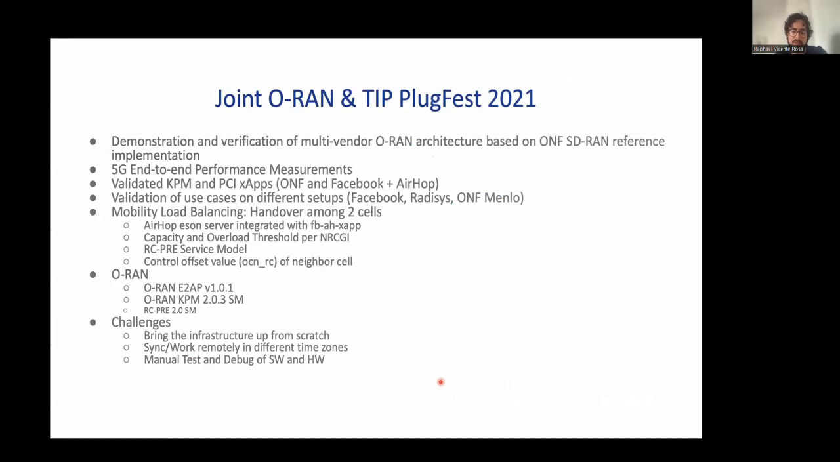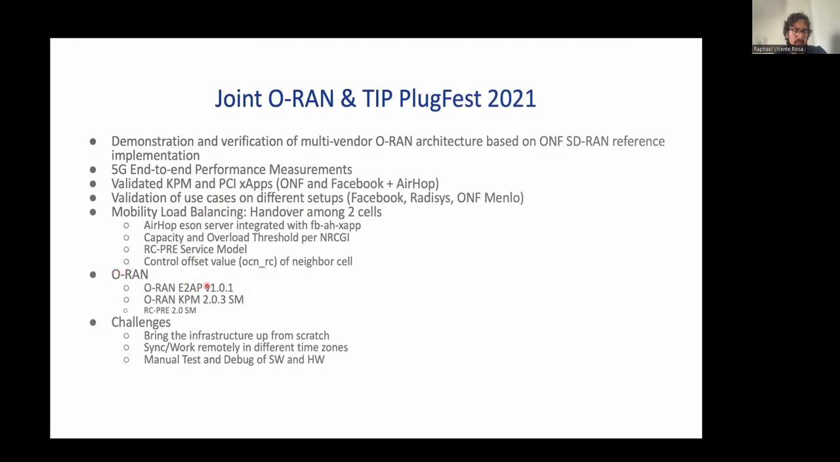The results of this trial were also presented last year in the O-RAN PlugFest. By the end of the year, at the O-RAN and TIP PlugFest, we presented the results of the end-to-end performance measurements, the validation of the use cases in the actual setup, and in different setups as well. The validated KPM and PCI xApps, the mobility load balancing that we had handover between two cells. And that was specified with the definition of the RC-PRE service model and the other O-RAN specifications.